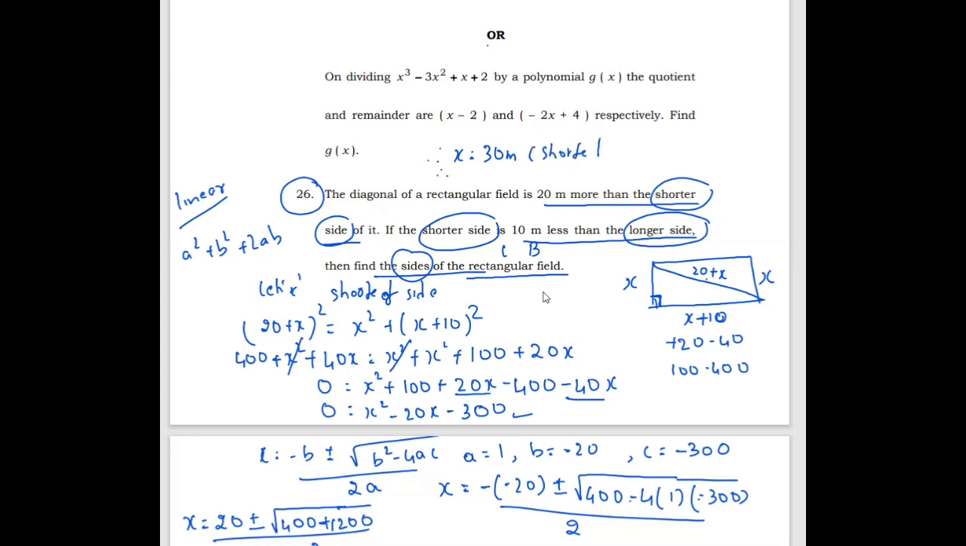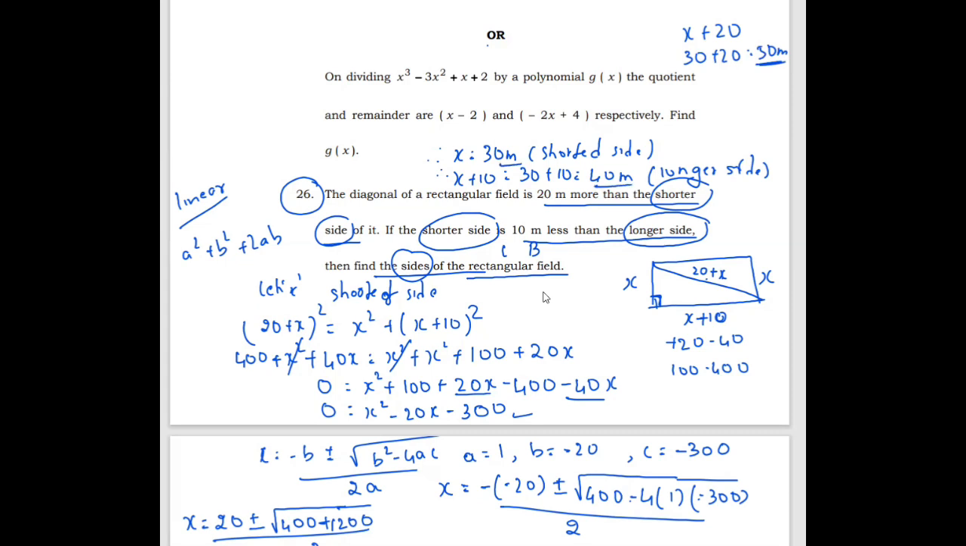Now what is the longer side? The longer side is x plus 10. What is x? 30. 30 plus 10 is 40. Therefore 40 meters is the longer side. Next, what are the sides of the rectangle, the length and breadth? If you want the diagonal, it is x plus 20. X is 30, so 30 plus 20 is 50. So 50 meters, 30 meters, 40 meters.